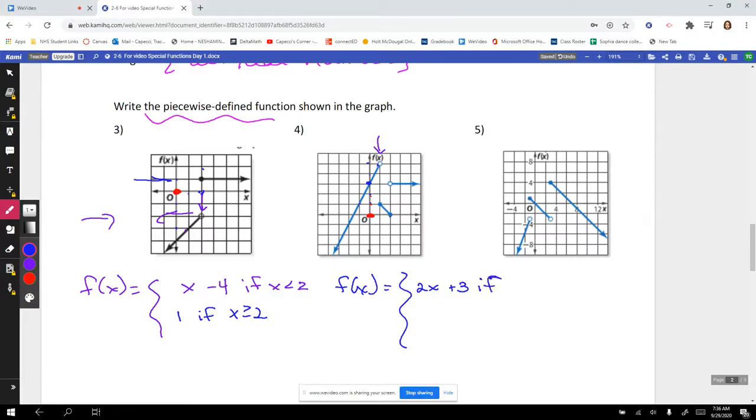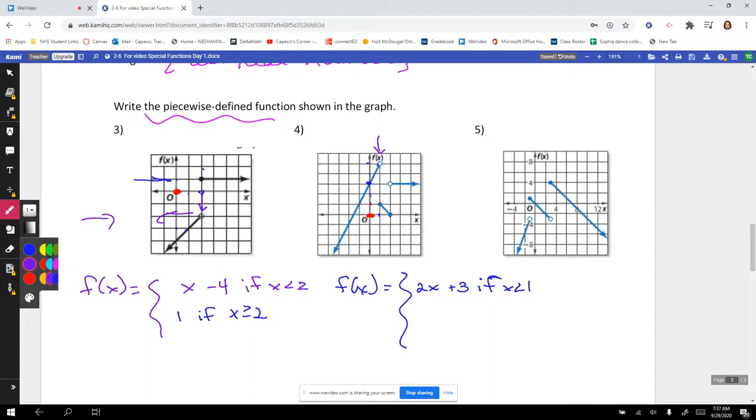Now we have to figure out where do we start with x. So my x value again looks like it's right here. So we're looking at 1. So we have x, and that's an open circle, is less than 1. So f of x is equal to 2x plus 3 if x is less than 1.